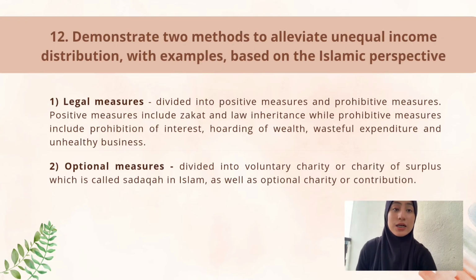Alright, next question number 12. Demonstrate 2 methods to alleviate unequal income distribution with examples based on the Islamic perspective. So there are 2, the first one is legal measures. Legal measures are divided into positive measures and also prohibitive measures. Positive measures include zakat and law of inheritance, while prohibitive measures include prohibition of interest, hoarding of wealth, wasteful expenditure, and also unhealthy business.